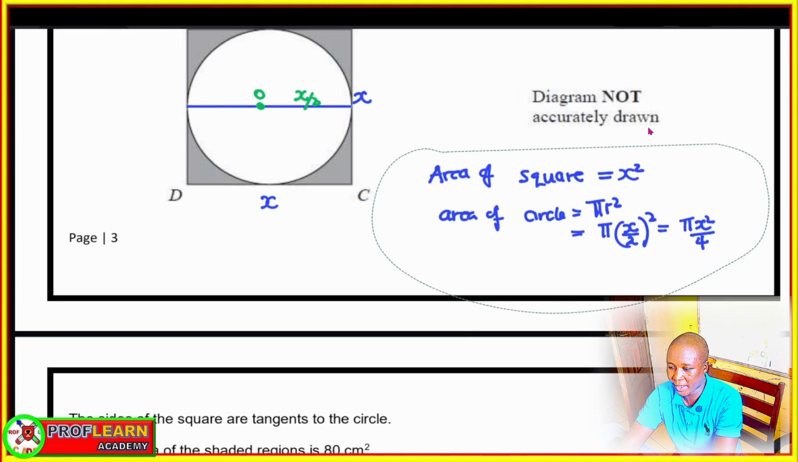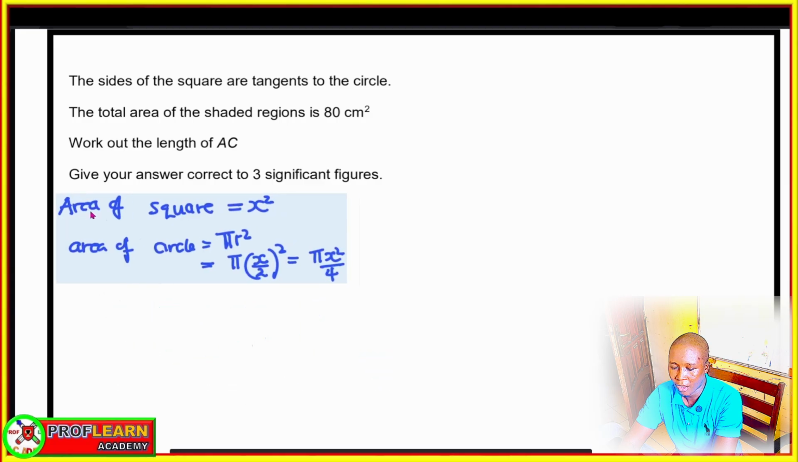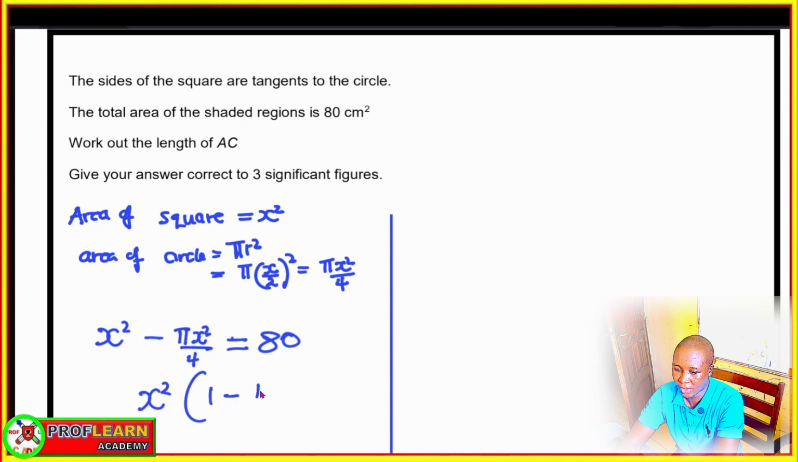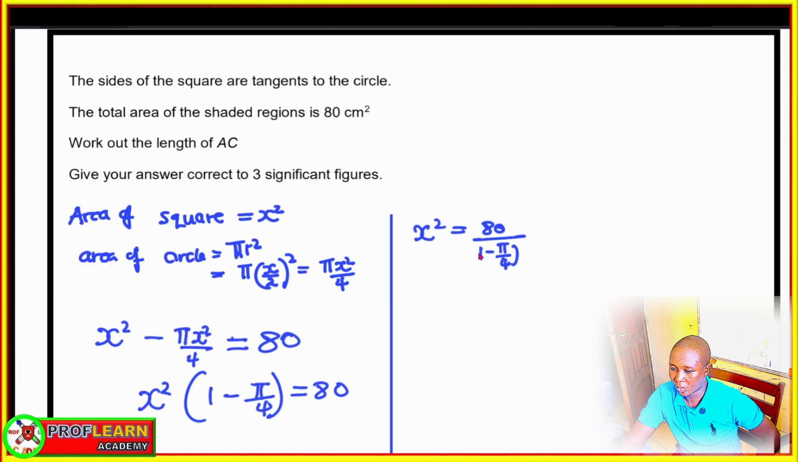Then proceeding to the next bit, let me just transfer it down here. If we subtract these two areas, the area of the square and the area of the circle, we get the area of the shaded region, which is equivalent to 80 centimeters squared. Then we can factor x squared out so that I can divide both sides by what's inside the bracket. If I simplify that, x squared is equal to 372.8. Then I find the square root of both sides so that I can find the value of x.